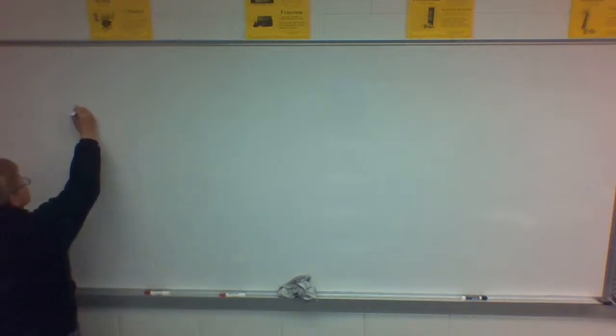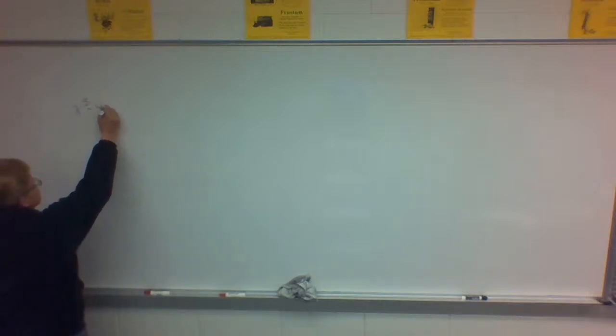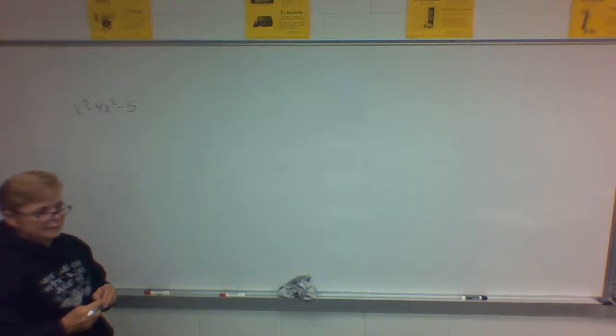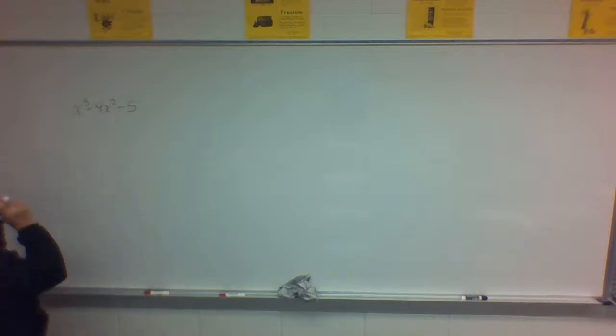So the very first example says factor each polynomial completely. You need to find all the factors possible. We've got x cubed minus 4x squared minus 5x. And we're just factoring. We're not solving anything. We're just practicing the idea of busting this down into factors.